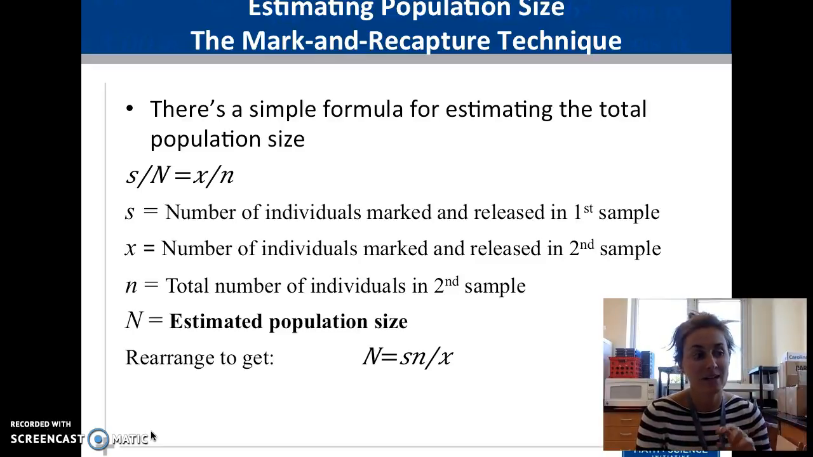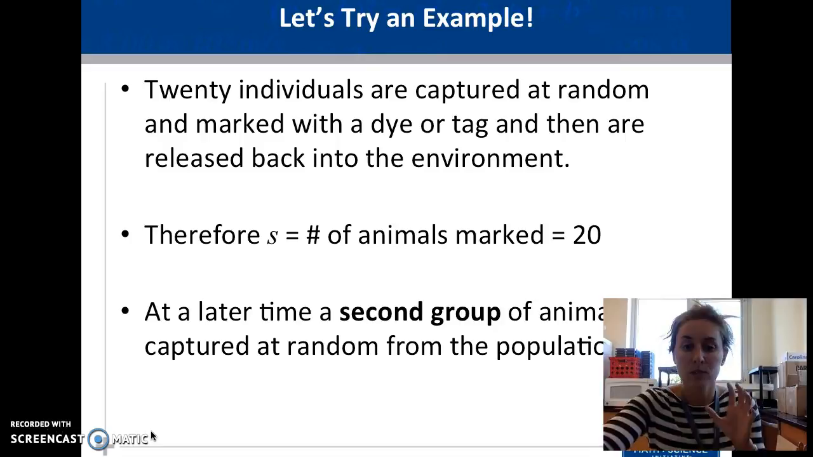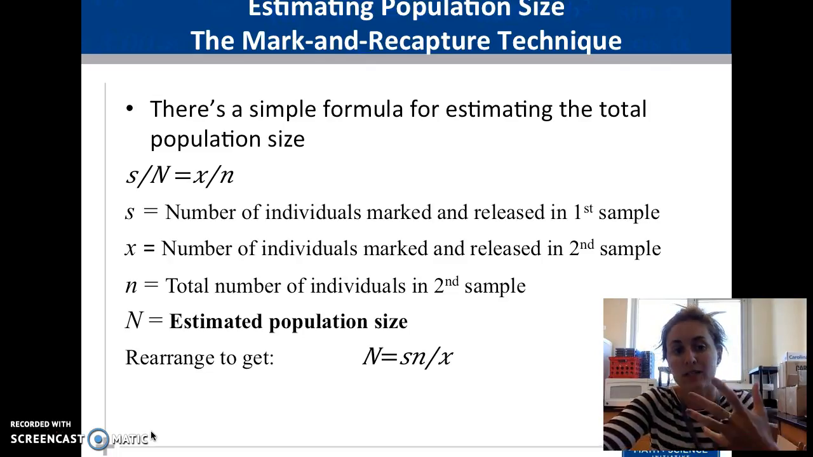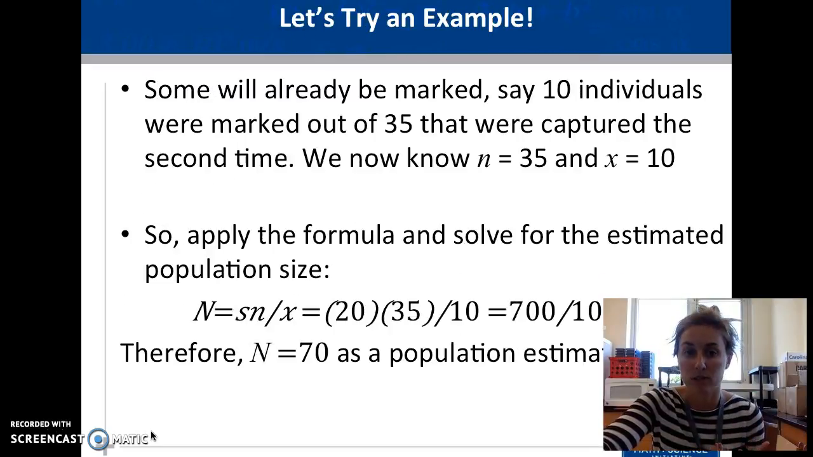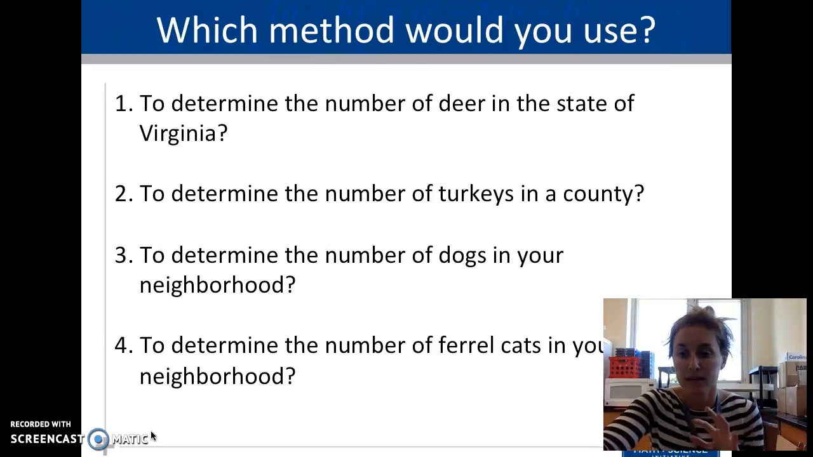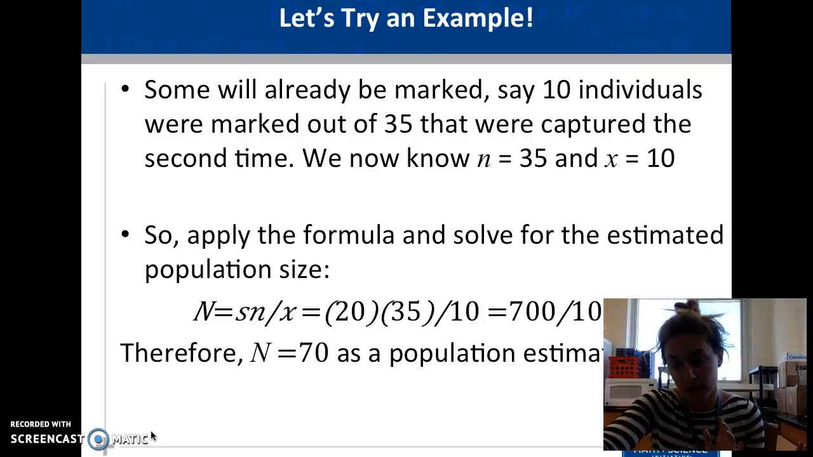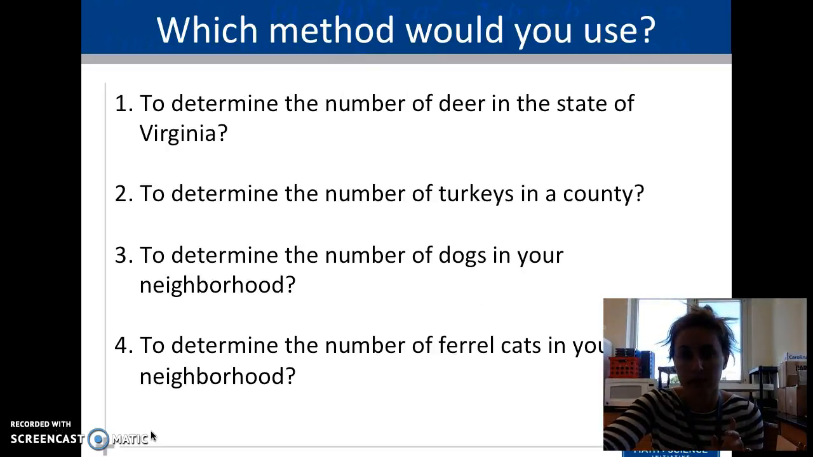Let's say I sample 20 and then I sample 20 again and they all have tags. Predictably, I would think that my population is very small. There's not a lot of other squirrels out there that don't have the tag from the first time I was tagging things. And we'll get into this. Please just make sure that you have the formula as well as what each letter represents. We will go over this. You can pause if you want to do this example, but we are going to do it in class, so it's not necessary.